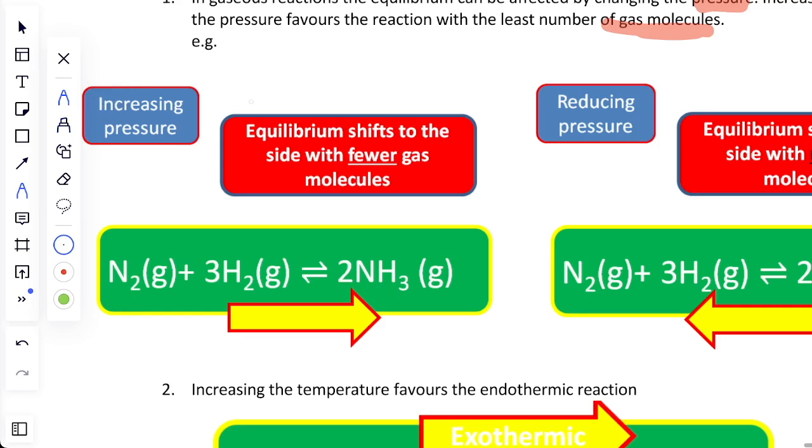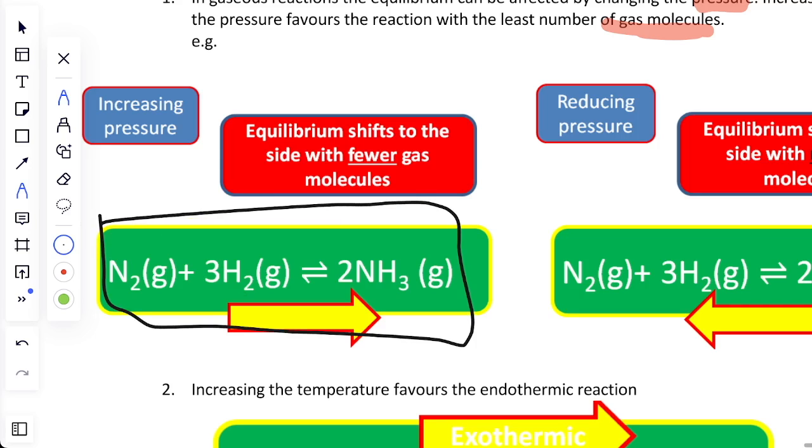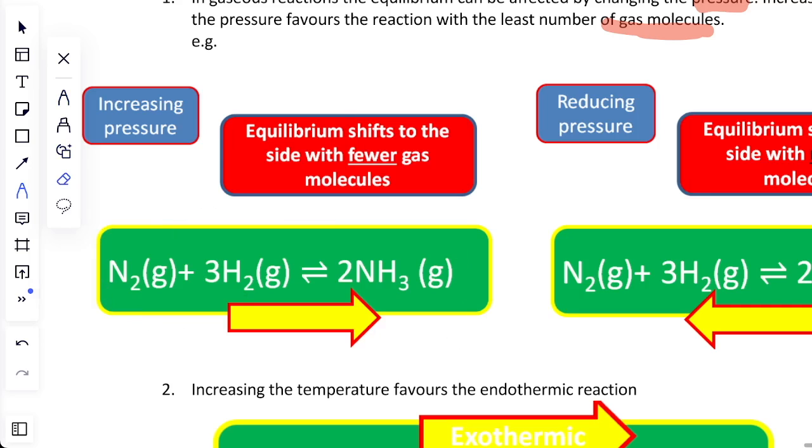Equilibrium shifts to the side with fewer gas molecules. What does fewer gas molecules mean? If we look at this reaction, for example, you can see that on this side we have a 1 here and a 3 here. That means it has 4 molecules. And on the right side, it has 2 molecules.